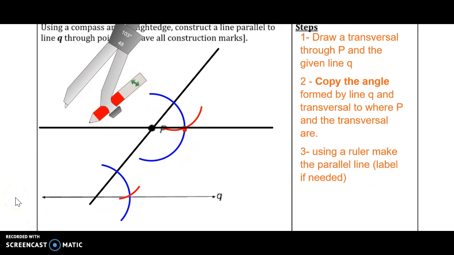You can pause the video here and go to the practice question and then come back and restart the video or press play again to see the solution to the practice.